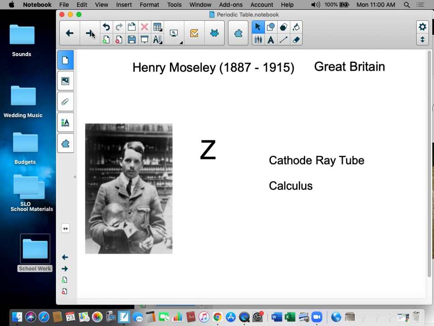And so this guy came along, his name Dr. Henry Moseley. He's British. He came up with the value Z. He discovered atomic number by using a cathode ray tube and calculus.